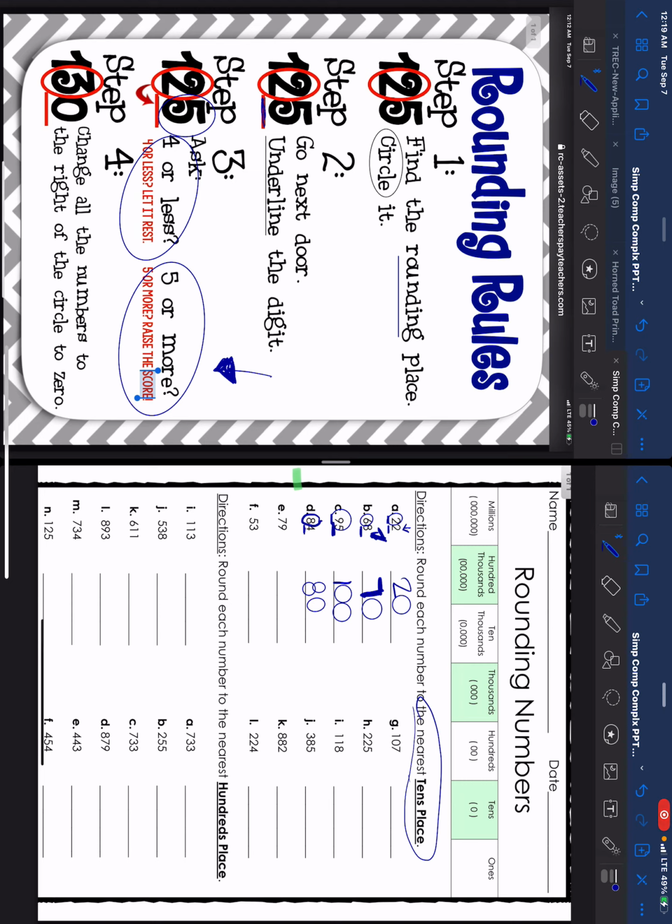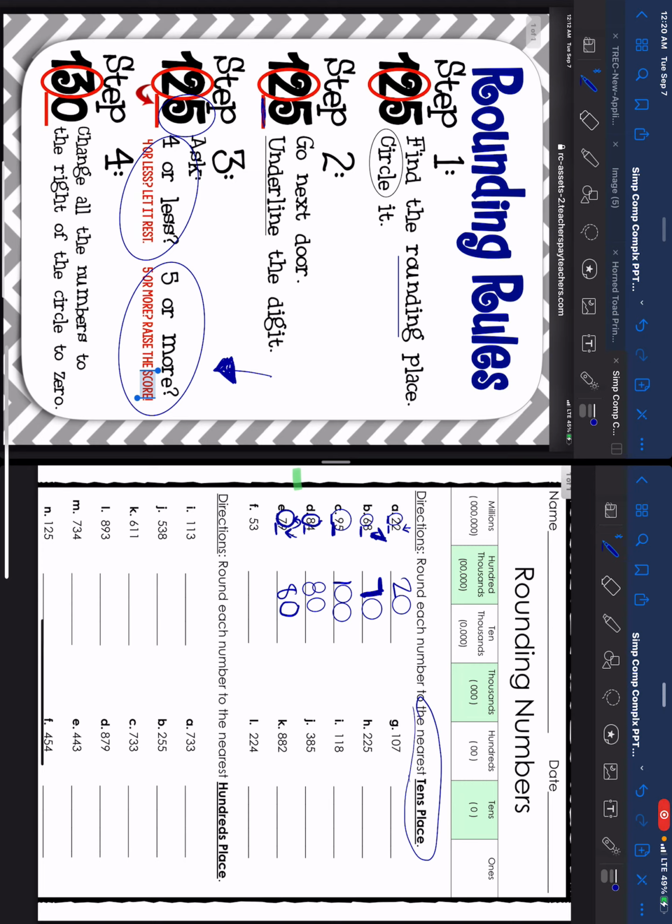79, find the rounding place and circle it. 79, okay? And then step 2, go next door, underline the digit. So the 7 is in the tens place. The 9 is in the ones place. So 5 or more, raise the score. So the 9 is 5 or more. We got to raise the score for the 7. So that's 8. Everything to the right of it becomes 0.